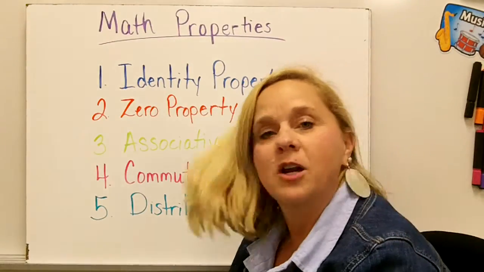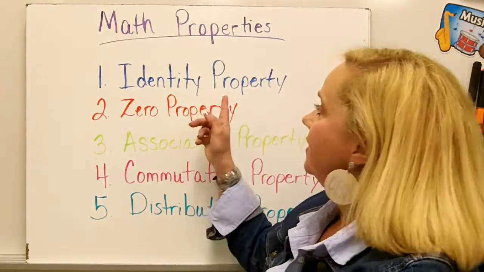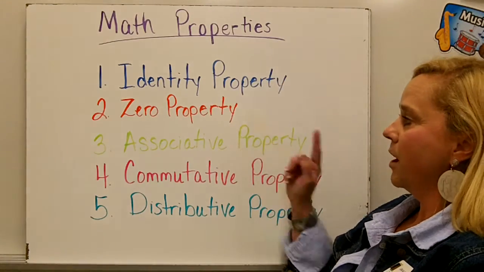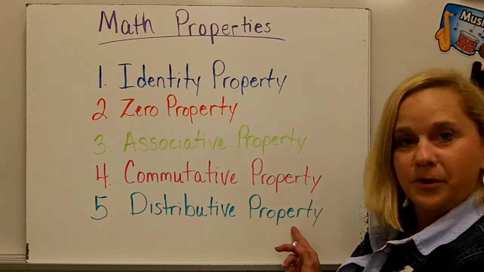Today in math, we're going to be talking about the different properties in math. We're going to be talking about 5 different properties: the identity property, the zero property, the associative property, the commutative property, and the distributive property.